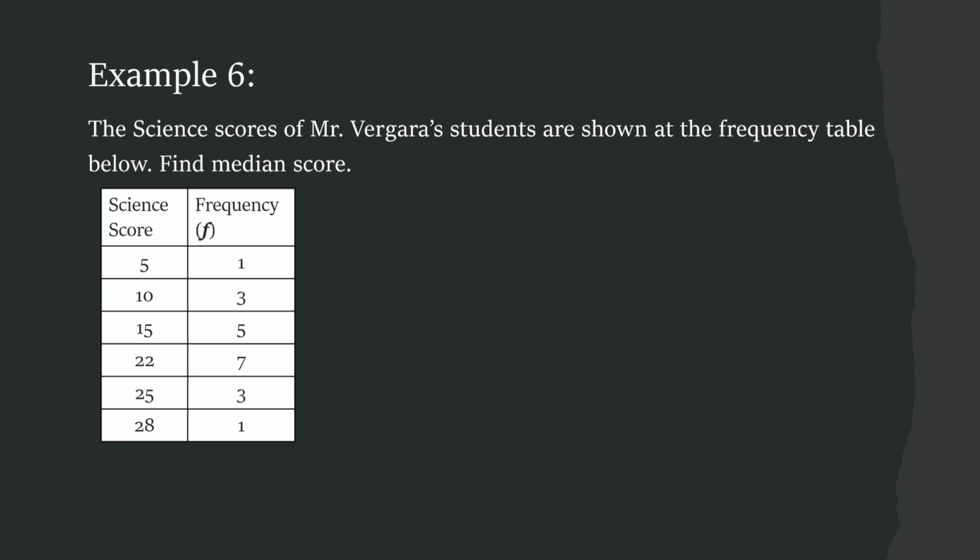Example 6 is similar to example 5. The science scores of Mr. Vergara's students are shown in the frequency table below. Find the median score. In this table, there is 1 student who got 5, 3 students who got 10, 5 students who scored 15, 7 students who scored 22, 3 students scored 25, 1 student scored 28. To find the median, first get the total frequency. By adding all the frequencies, there are 20.